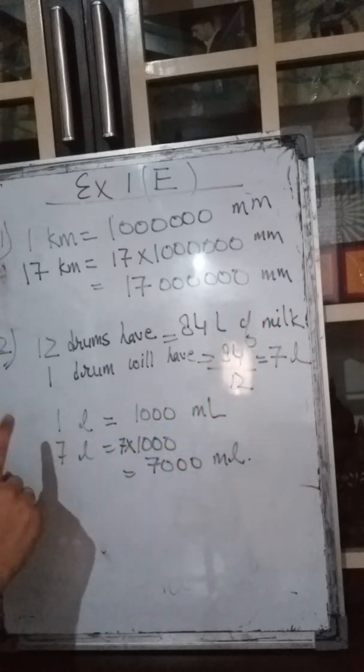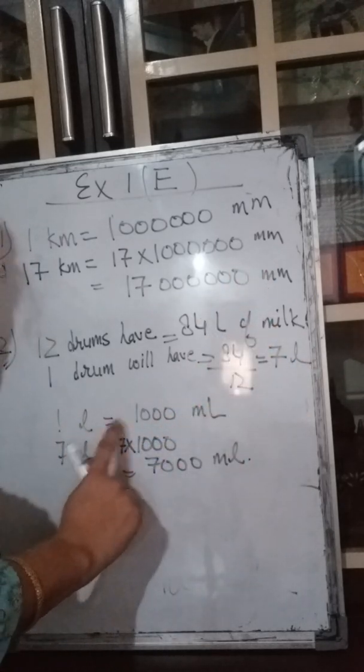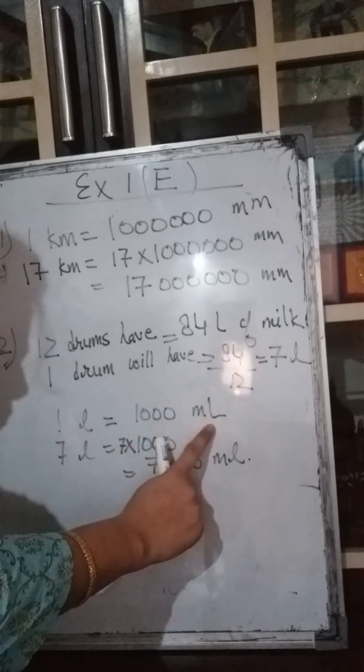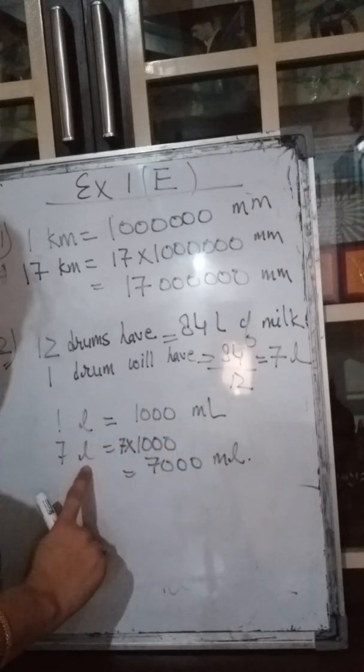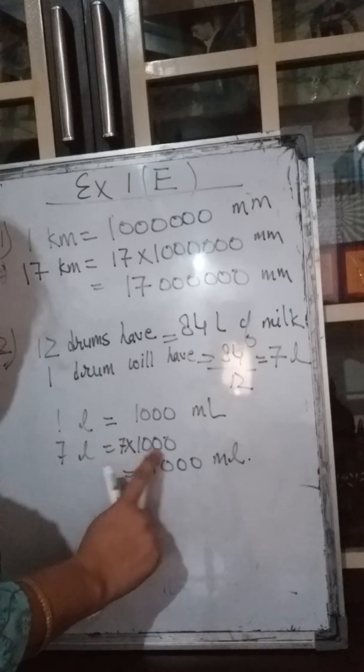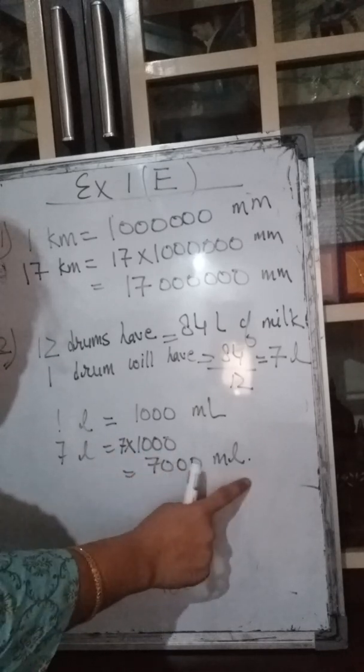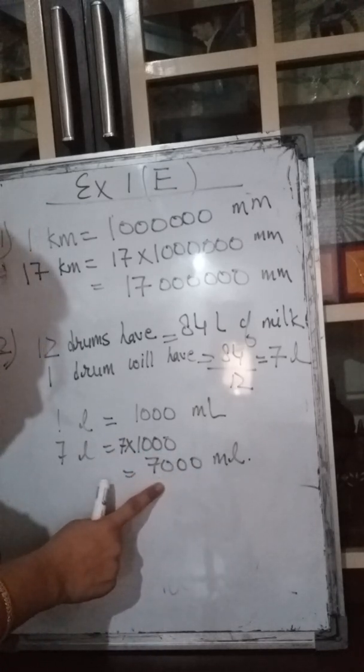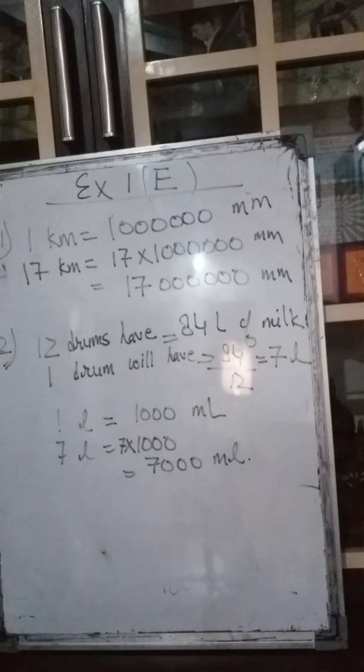Okay. Now 1 liter is equal to 1000 milliliter. So 7 liter will be equal to 7 into 1000. That is equal to 7000 milliliter. Is that clear? Now girls, these questions in exercise 1E are the statement questions.